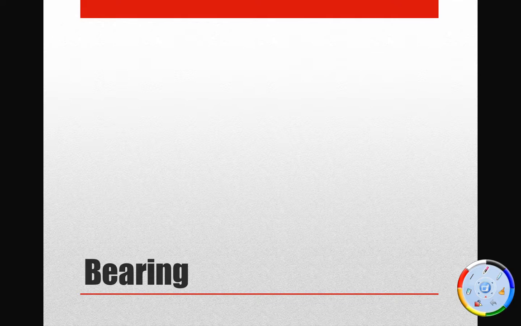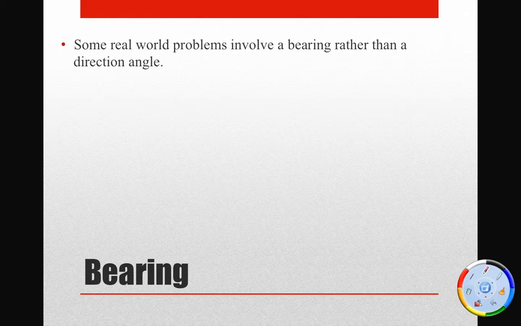First of all, we're going to start with this idea called bearing. If you've ever paid attention in some movies where they're talking about submarines on radar or airplanes on radar, and they're talking about going at a bearing of, and they usually give you an angle. Well, bearing is measured differently than how we measure our angles in trigonometry. Some real-world problems involve a bearing rather than a direction angle.